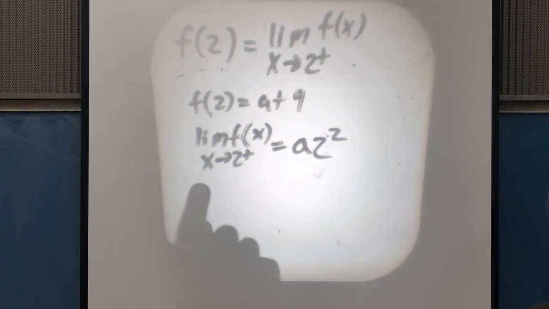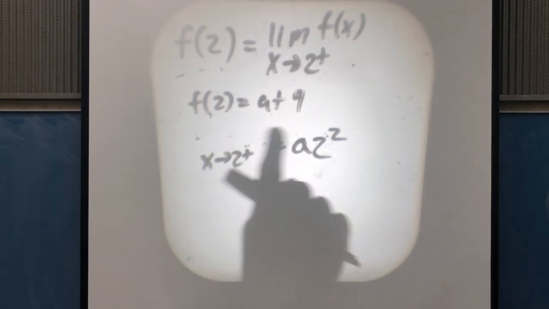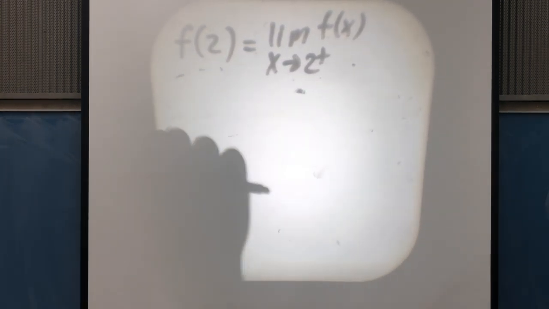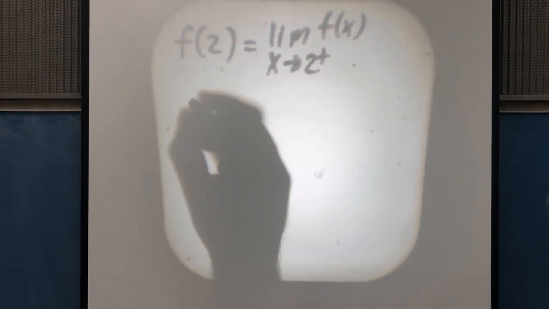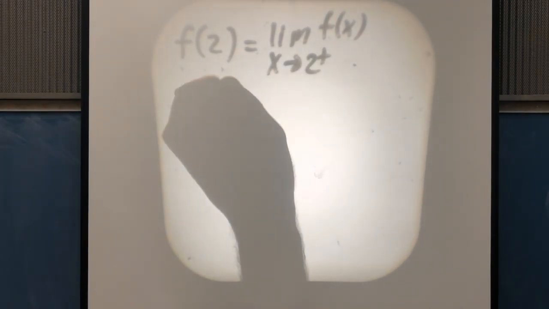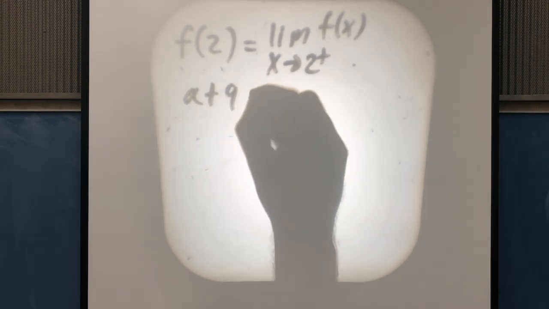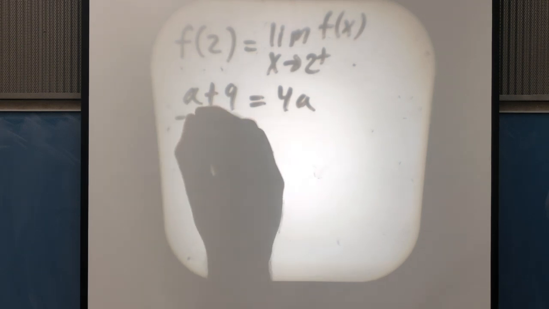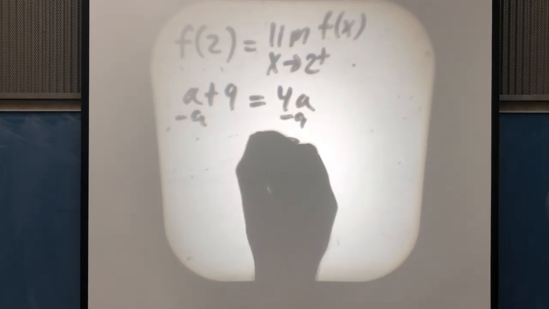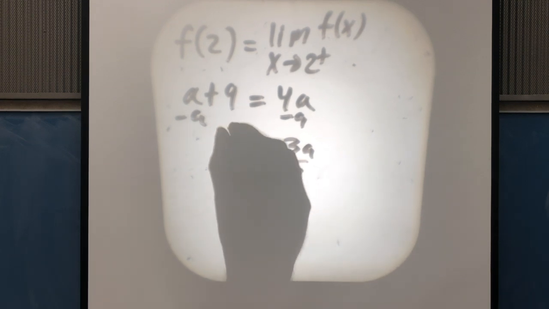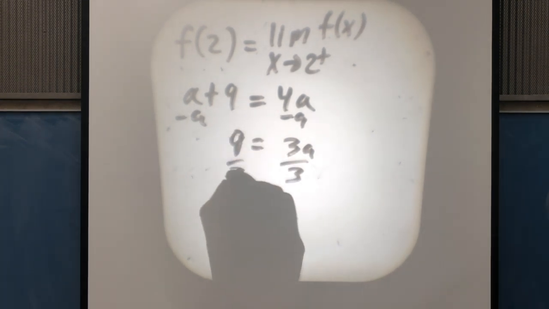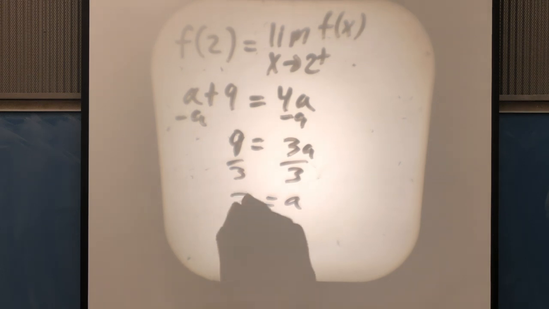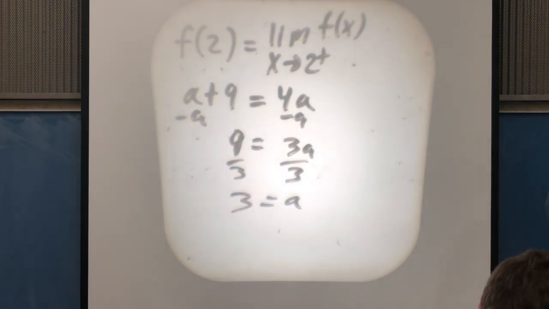So then I set these equal to each other. So it was from before a plus 9 equals 4a. Subtract a, get 3a equals 9, divided by 3, a equals 3. So a makes the function continuous. Or when a is 3, the function is continuous.